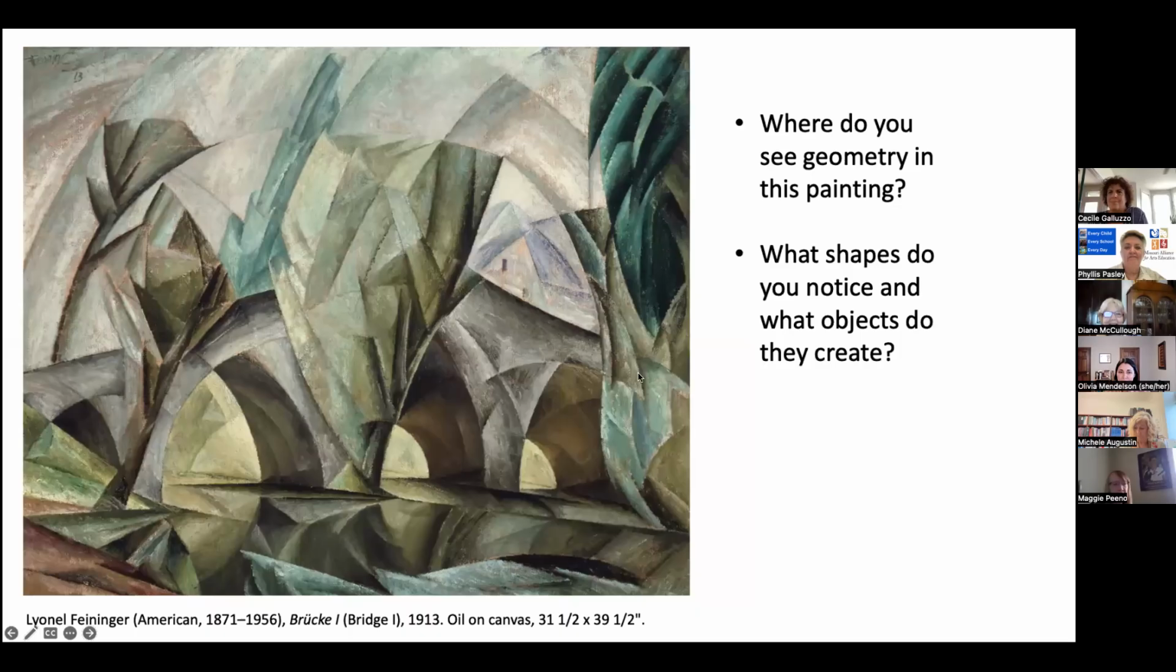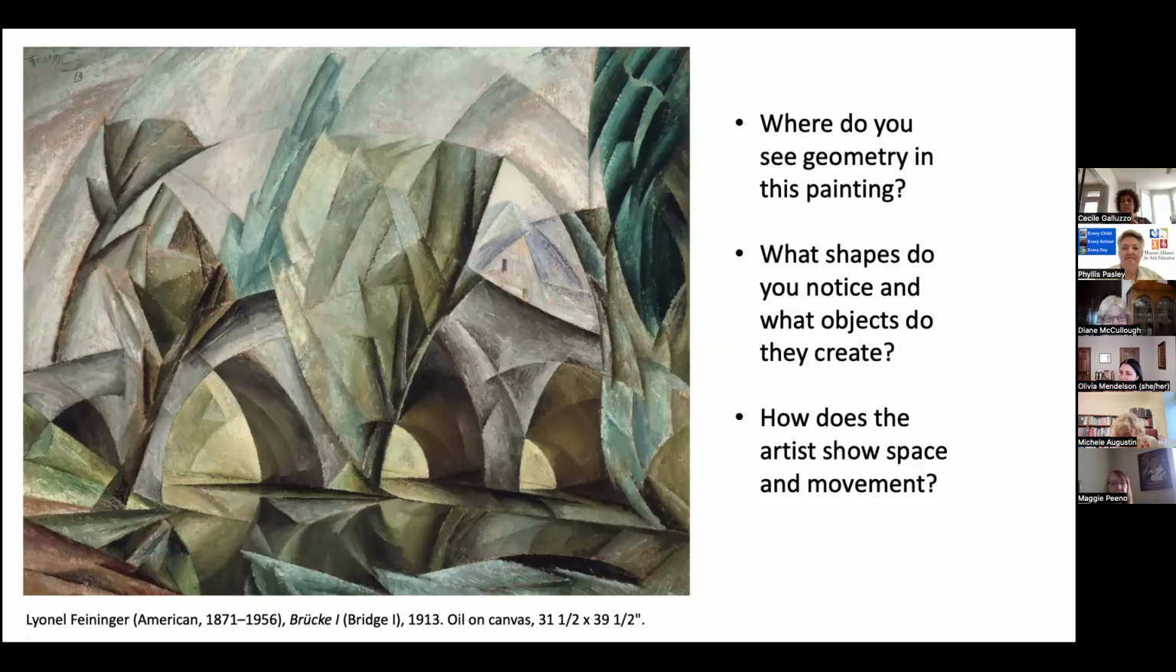Effective. Now that you said that, I see it right away. And so last question, how does this artist show space and movement? You already talked some about this, mentioning the sense of depth created through these arcs, bringing your eye in and this light behind them. What about movement? How does this artist show movement within the painting?